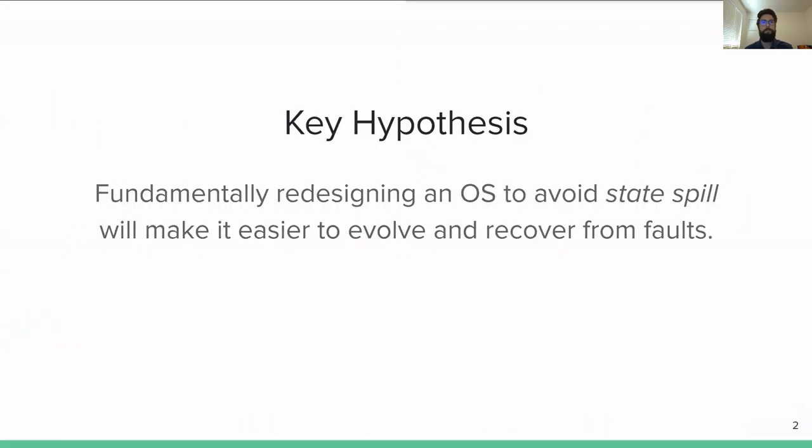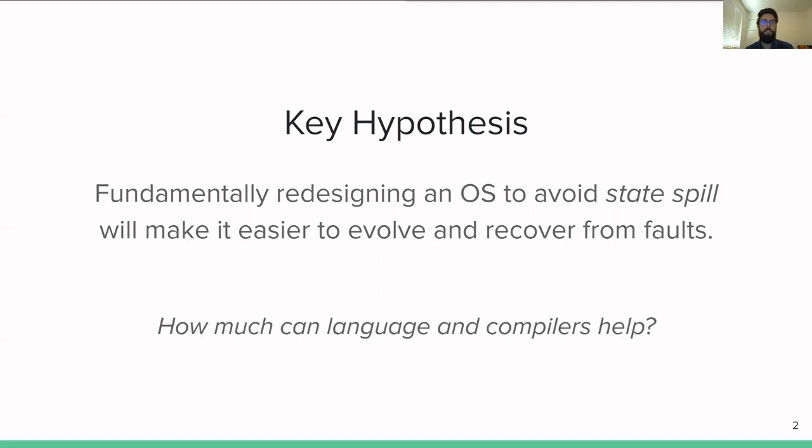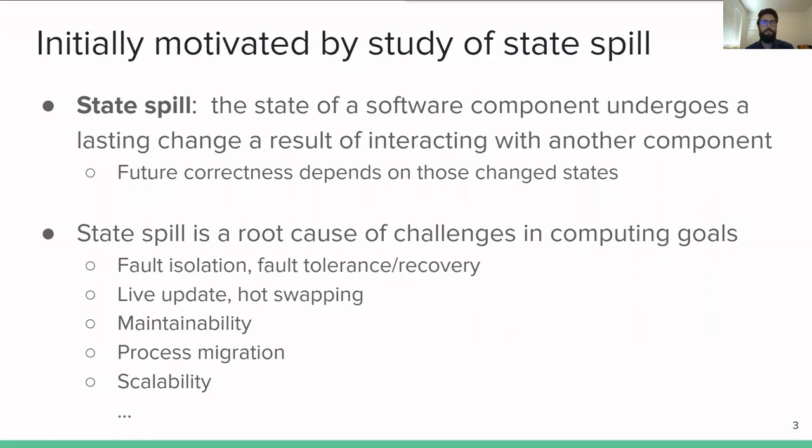In this work, the key research hypothesis guiding our OS experimentation is whether fundamentally redesigning an OS to avoid state spill will make evolution and fault recovery of the OS components easier. And as we began to build the system, a deeper question arose about how much modern systems programming languages and compiler-enforced safety can help. Initially, this line of work was motivated by a study of state spill, the phenomenon in which one software component harbors changed states as a result of handling an interaction from another component, such that the future correctness of those components depends on those changed states.